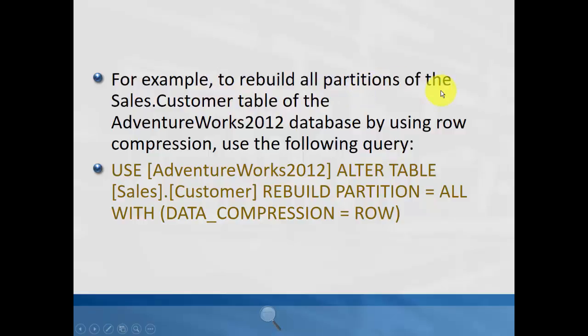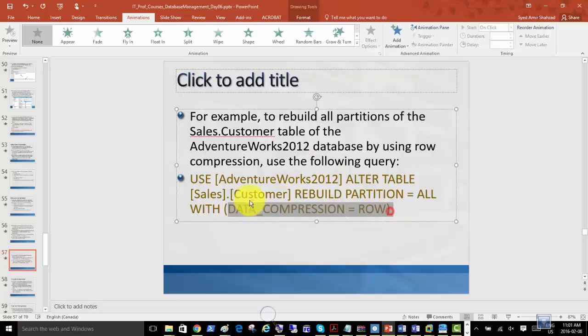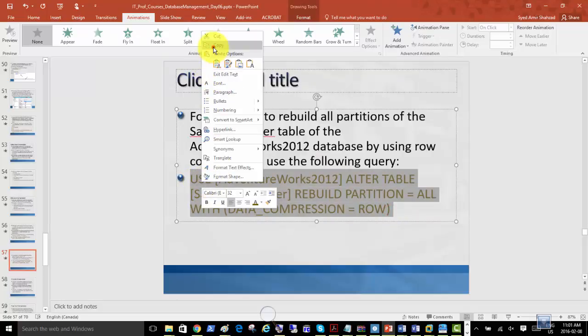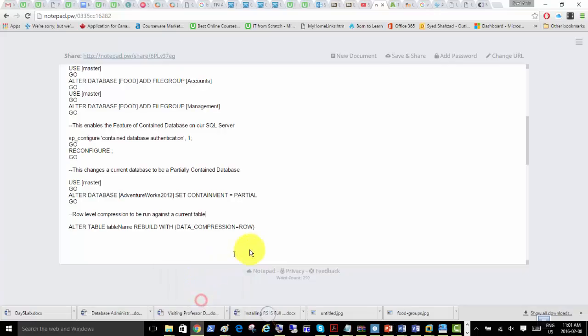So for example, to rebuild all partitions of the sales.customer table of the AdventureWorks 2012 database by using row compression, use the following query. Although we just used it, those who have AdventureWorks downloaded and attached already from the Google group link that I sent, I'm just putting that there. There's a table inside this database called sales.customer, and it's going to do a row level compression on that. I'm just putting that up there, so you can take it from there because we all have AdventureWorks.